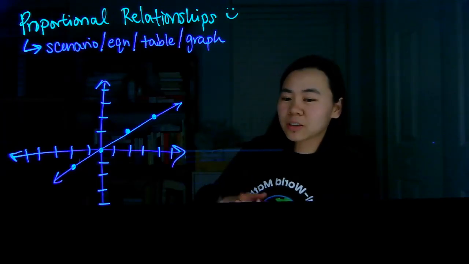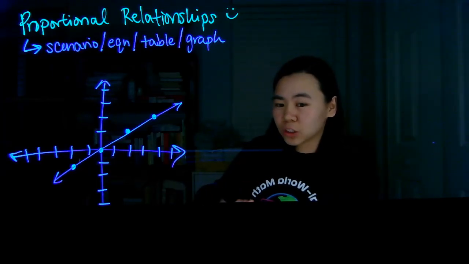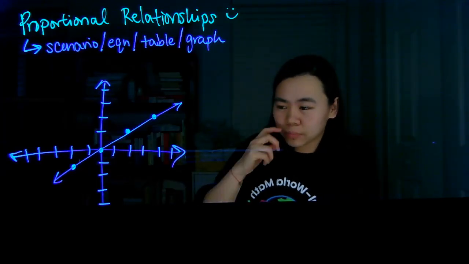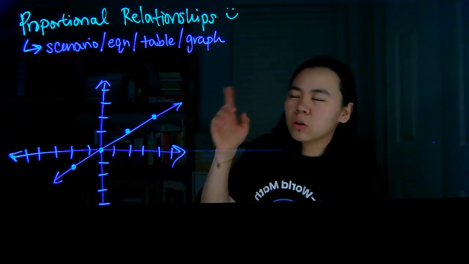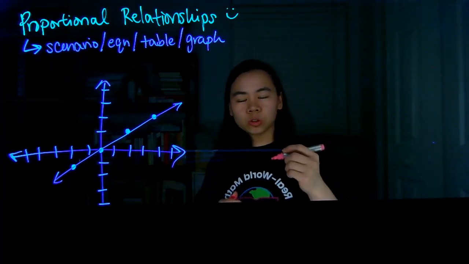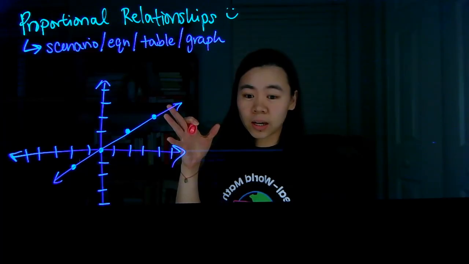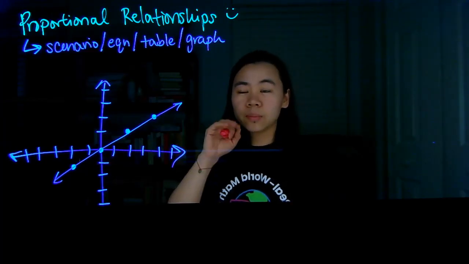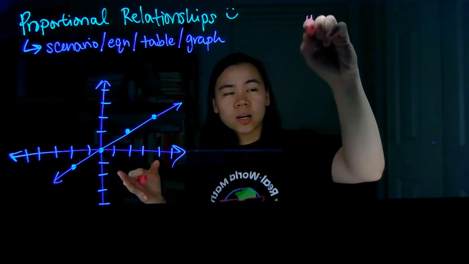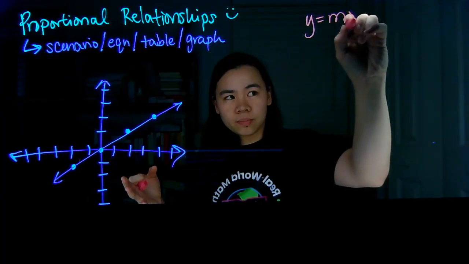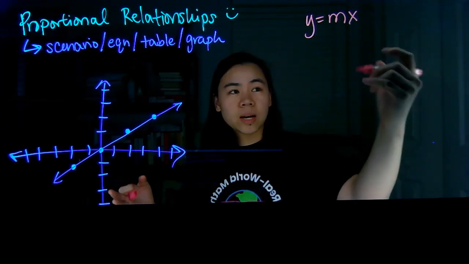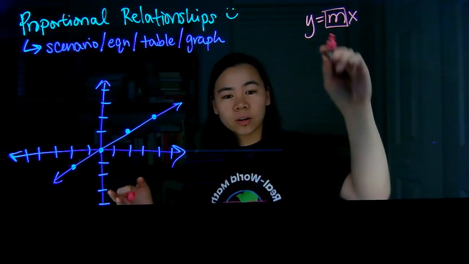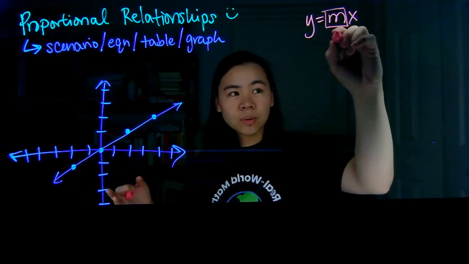Right, this time let's look at this graph and try to figure out the equation and the table that go with it. So given this graph, the equation that we use for these proportional relationships, which we know is a straight line that includes the origin, is y equals mx. Okay, y equals mx. m is the only part of this equation that you're changing. That m is your slope.